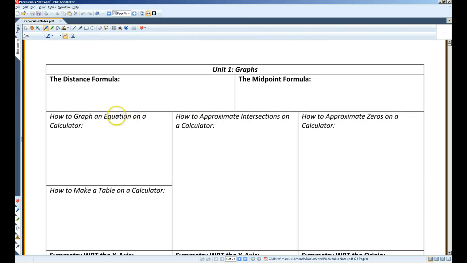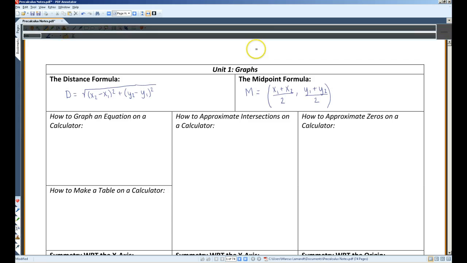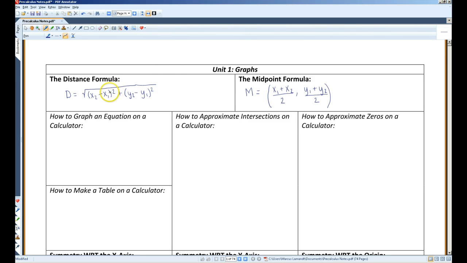Alright, if you guys could please turn to the first page of your notes, Unit 1, Graphs. Hopefully you guys remember the distance formula and the midpoint formula. The distance formula can be used to find the distance between 2 points or the length of a segment. The midpoint formula can be used to find the midpoint.